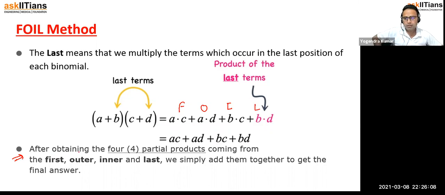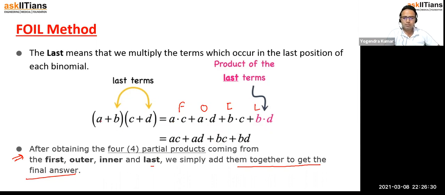You need to remember, after obtaining four partial products coming from the first, outer, inner, and last, we simply add them together to get the final answer. And remember, if there are like terms, we need to add them. That is also important. I hope you got it. It is pretty simple, right? You're getting all these steps here.